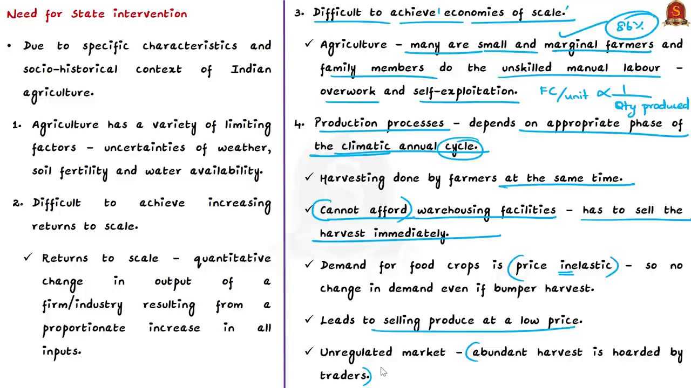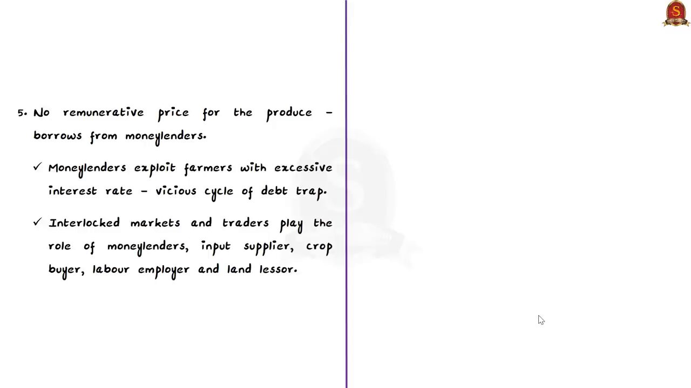So, among all these issues, farmers are in loss because they do not get a remunerative price for their produce. Therefore, they fall into the hands of moneylenders for funding their future input needs. What they do, moneylenders exploit farmers with exorbitant interest rates on loans.